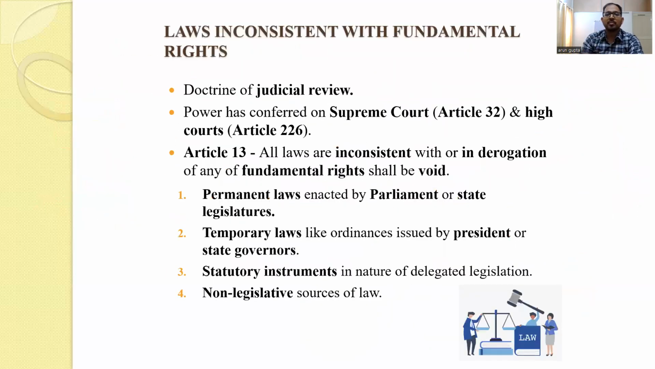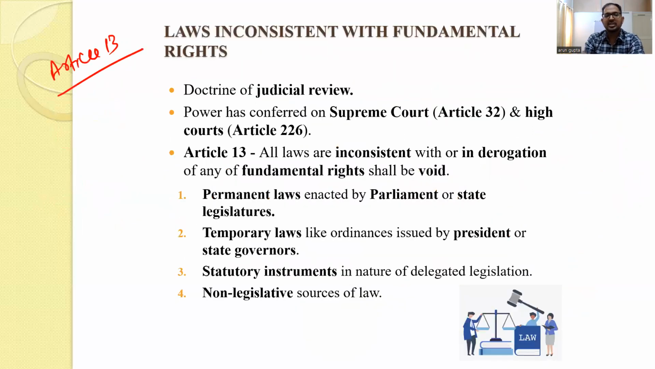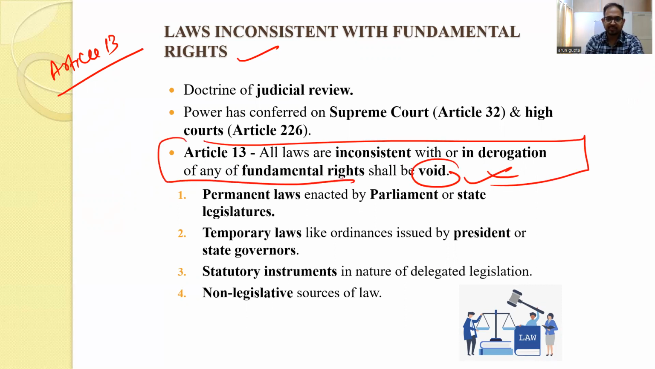So now, what is Article 13? We have talked about Article 12, which is the definition of the state. Article 13 states law inconsistent with fundamental rights. That means if any law is inconsistent with a fundamental right, then what happens? Article 13 states that all laws which are inconsistent with or in derogation of any fundamental right shall be void. This is what Article 13 says.